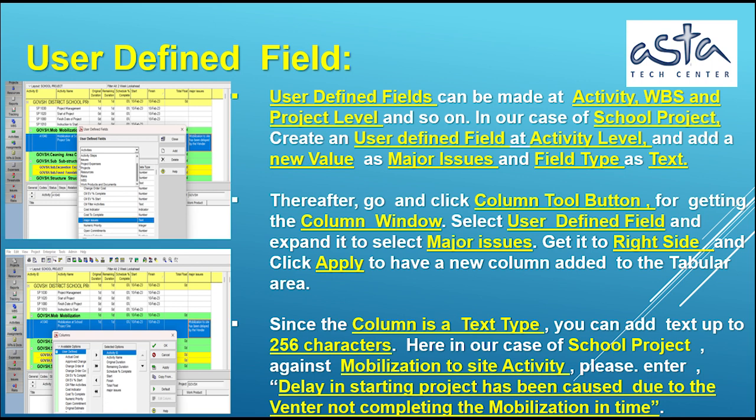Thereafter, click the Column Tool button to get the column window. Select user-defined field and expand it to select major issues. Get it to the right side and click Apply to have a new column added to the tabular area. Since the column is a text type, you can add text up to 256 characters.